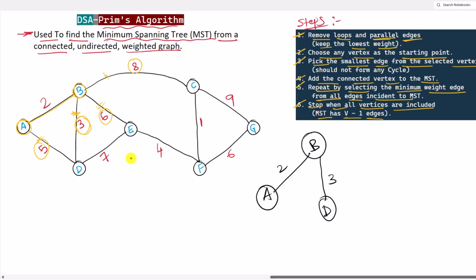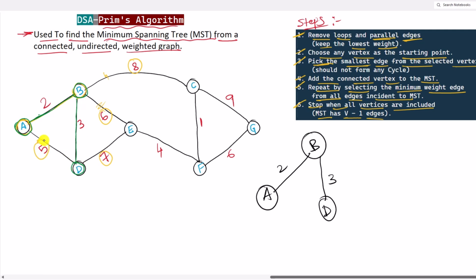Let's repeat the process. We have taken the vertices A, B and D, and we have taken the edge between A and B and the edge between B and D. Now again we have to perform the same comparison with all the incident edges. Now we're going to compare between 5, 7, 6 and 8 and choose the edge with the smallest weight. Among them you can see 5 is the smallest.